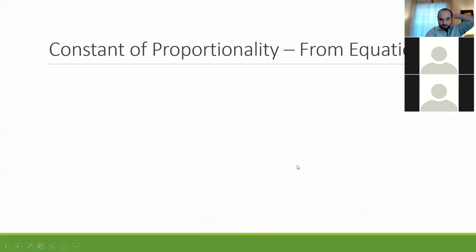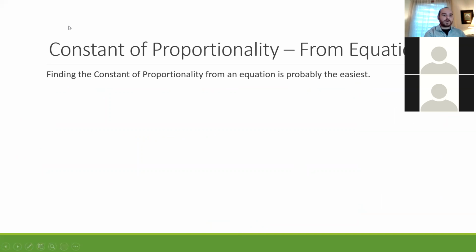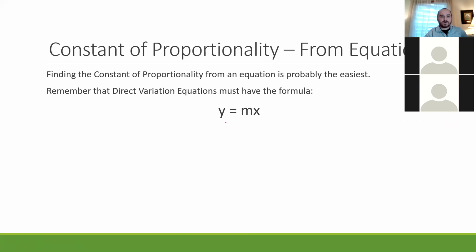Okay. So next up, from equations, this one is super, super easy. Again, remember that in order to find the constant of proportionality, it has to be a direct variation equation. Direct variation equations have the form y equals mx, where m is just some number. If you add 3, or add a squared, or divide by something, it's no longer direct variation. So you have to make sure you have a direct variation equation first. Then calculating it from there is super easy.